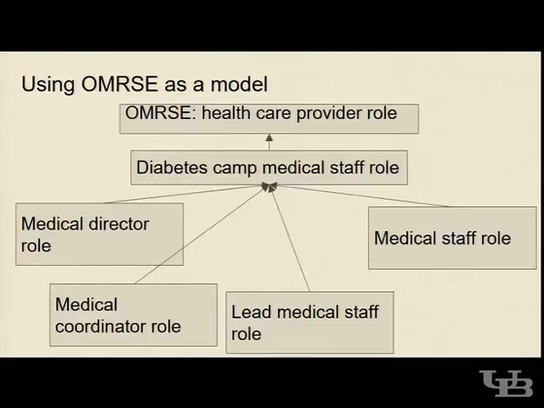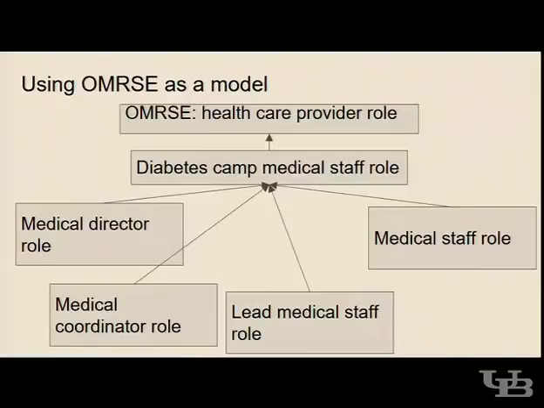Another mid-level ontology, which I haven't mentioned, but I did use, was the Ontology of Medically Related Social Entities, OMRSE. And this defines things such as physician role or nurse role under the supertype of healthcare provider role. So I define a subtype of healthcare provider role as a diabetes camp medical staff role, which includes as subtypes medical director role, medical coordinator, lead medical staff role, and medical staff role.